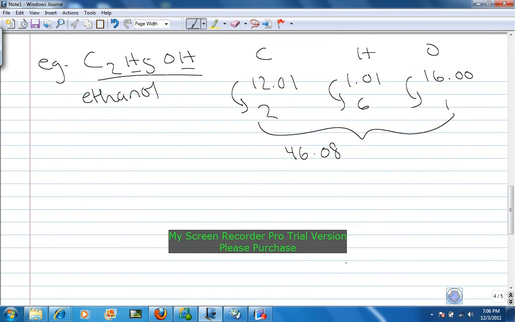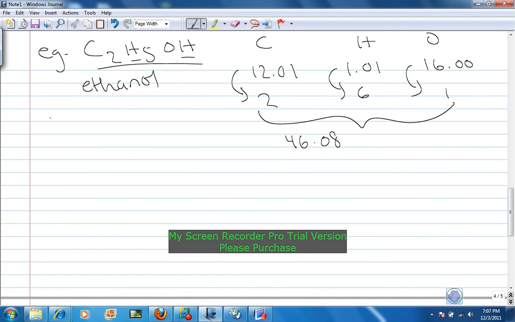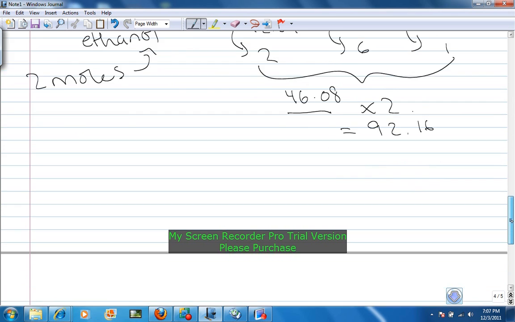Okay, sorry, let's push that up. I keep forgetting there's a little notice down here, it's really annoying. Okay, so it's really simple. And then if it asks you, how about when you have 2 moles of ethanol, what would you do for the relative atomic mass? Basically, you would multiply this by 2, and you get 92.16. Alright, so it's really quite simple.